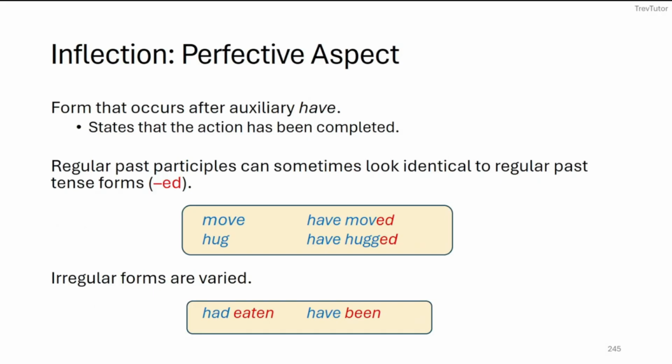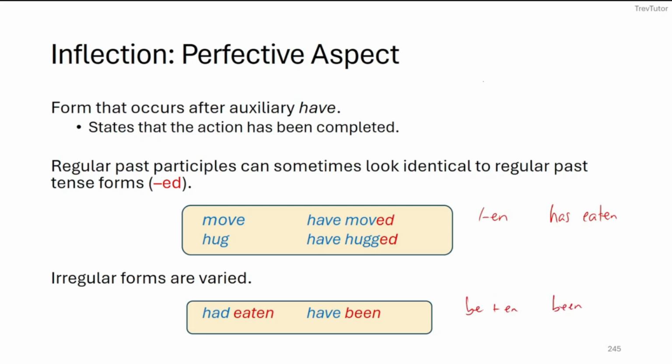And the last one is our perfect aspect. So this occurs after our auxiliary have, or even after our passive was. And this would say that an action has been completed relative to some point in time. So you usually see an ed on these, but in some cases you do see an en, such as in has eaten. And we do have these irregular forms as well. So for instance, be, you add an en to it and you get been.